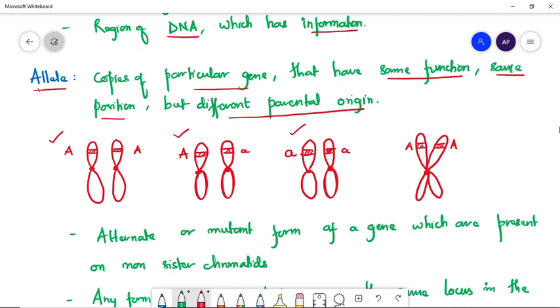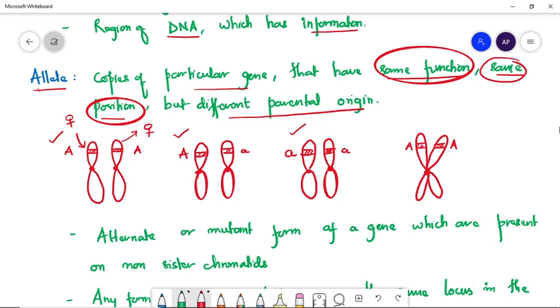Here we can see that the two genes, capital A and capital A, have the same function and they have the same position. But they occur from different parental origin. This one comes from the mother and this one comes from the father's side. So they have the same function, they have the same location, but they come from different parental origin.